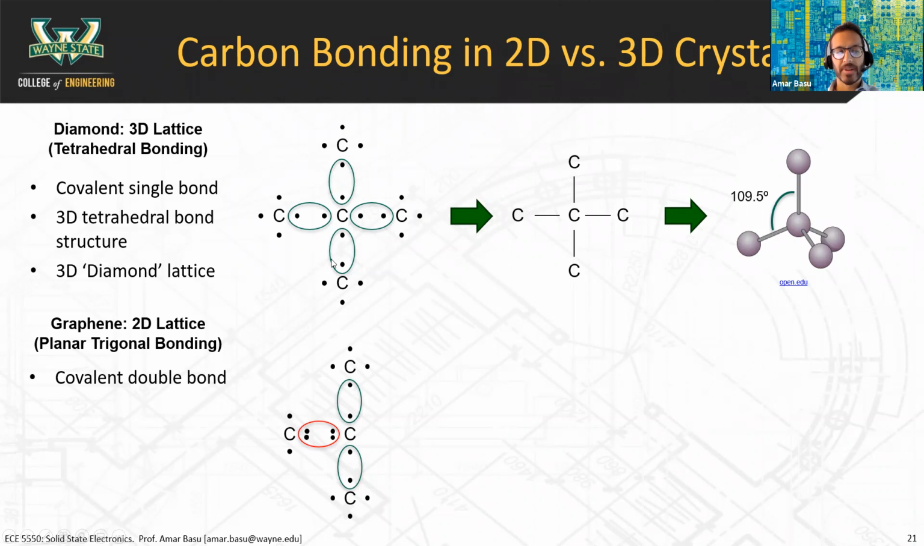So how would that work? It turns out the way that it makes itself happy is that it creates what's called a double bond. It creates a covalent double bond with the carbon atom next to it. That means this carbon atom provides 2 electrons, the neighboring carbon atom provides 2 electrons, and they form a covalent bond that looks like this.